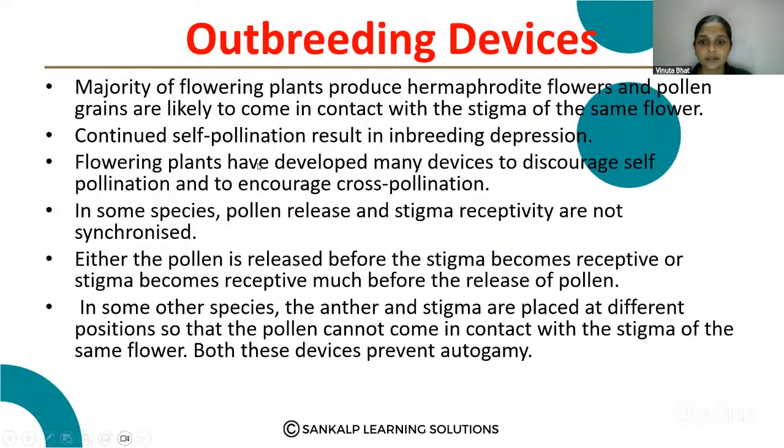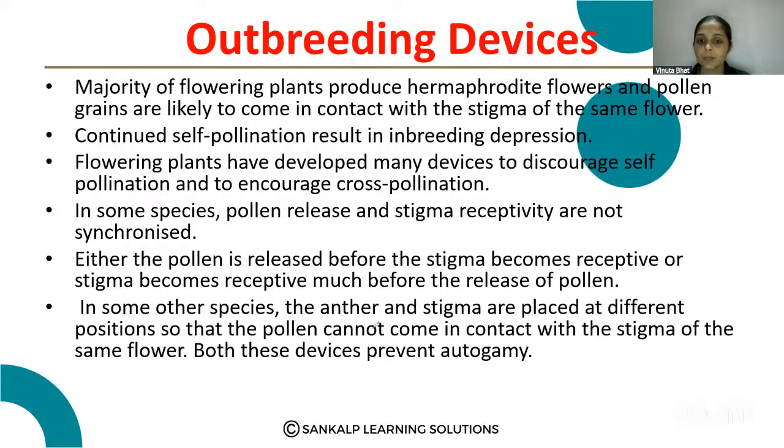Okay, here the anther and stigma are placed at different positions, and there is no synchronization between the release of pollen grains and the receptivity of the stigma. And sometimes by producing bisexual flowers. So these all are the outbreeding devices.